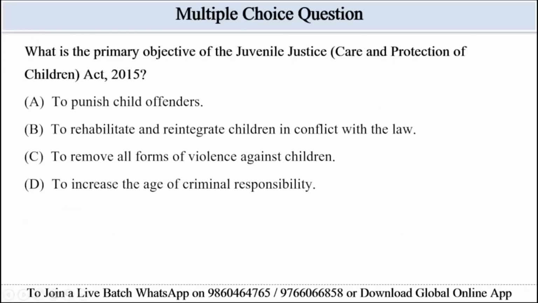So we have the first question here: what is the primary objective of the Juvenile Justice, that is Care and Protection of Children Act 2015? So the question is asking about the main aim of the Act as described in the passage, not any side feature or general child rights goals.